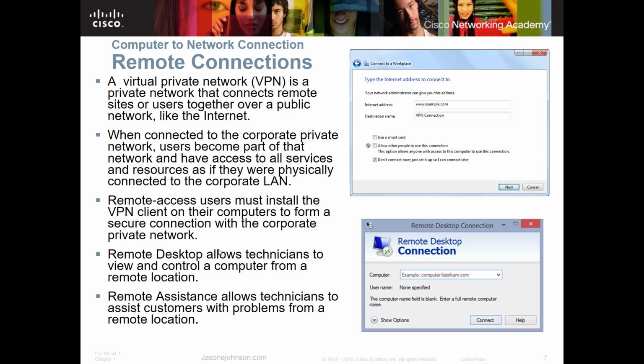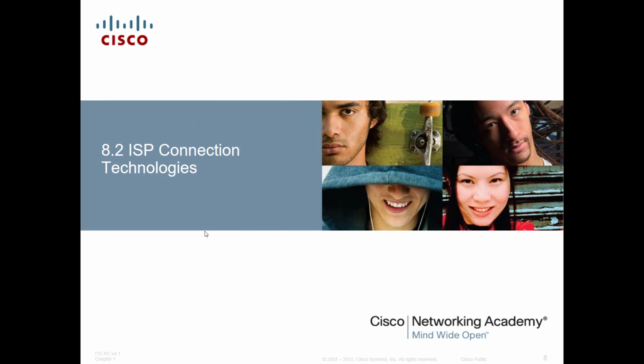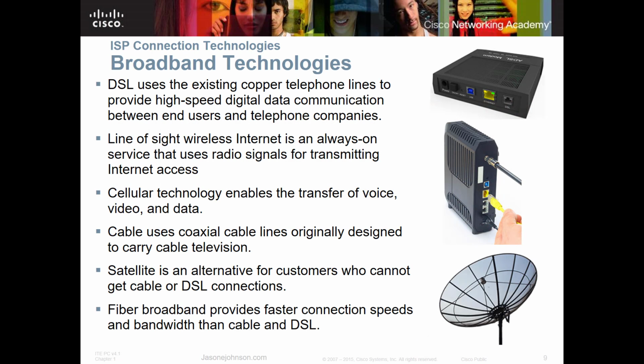Okay, so next we want to look at ISP connection technologies. Some of the technologies that we work with, whether you might have a DSL, or you might have a cellular, you might have line of sight, you might have cable, you might have satellite or fiber broadband. It just depends on which area you are in and which service is being provided by some type of company.